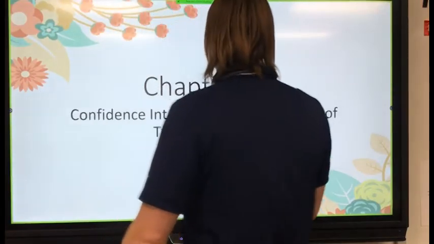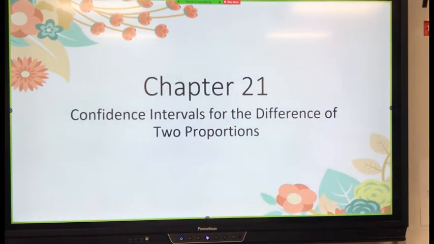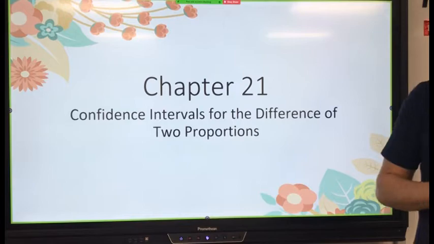Let's jump right into chapter 21. Confidence intervals, remember confidence intervals? For the differences of two proportions.